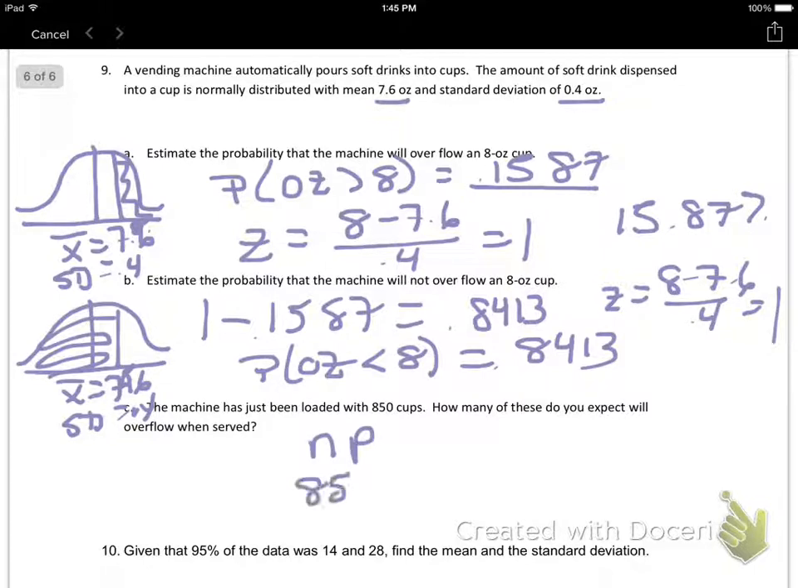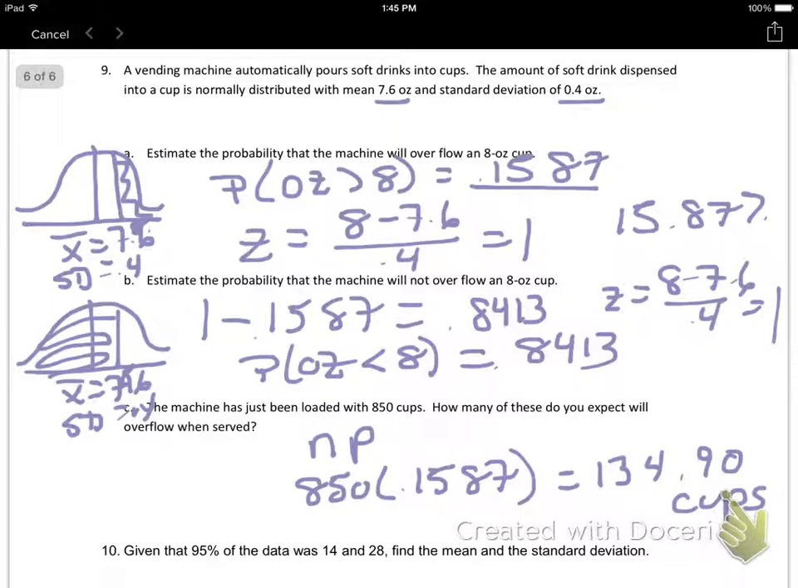So it's going to be 850 times the probability of not overflowing. Oh wait, it says how many of these do you expect will overflow? So the probability of overflowing. So it's 850 times 0.1587, and I get 134.90 cups.